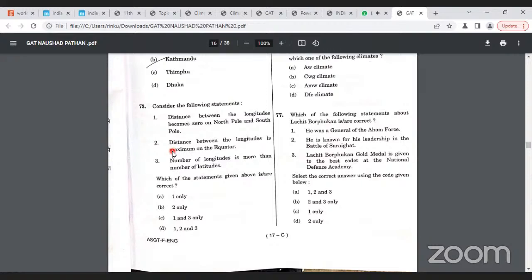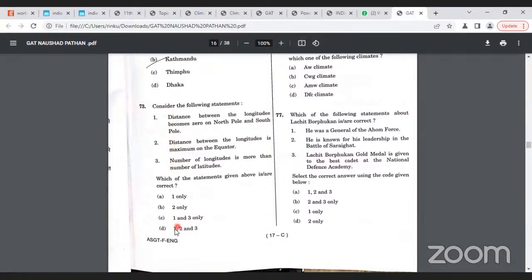0 for the prime meridian and the international dateline is 180, and then 179 in the middle. So it goes from 1 to 179 in the eastern hemisphere and 1 to 179 in the western hemisphere. So in totality, it will be 360 longitudes. Whereas for the number of latitudes, you have to consider the equator at 0 degrees, and then in the northern hemisphere it goes from 1 to 90, and in the southern hemisphere it goes from 1 to 90. So it is a maximum of 181 latitudes. So obviously the number of longitudes is greater than the number of latitudes.